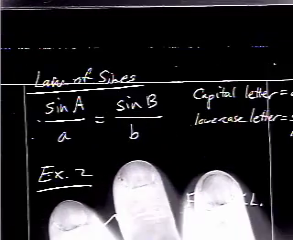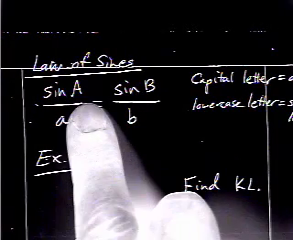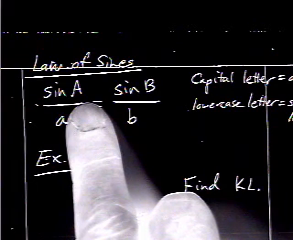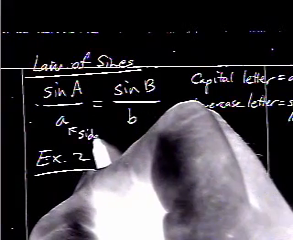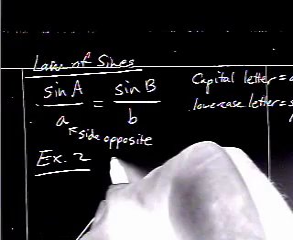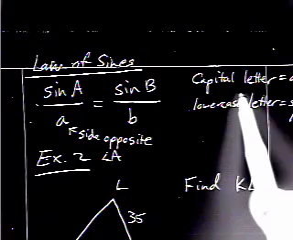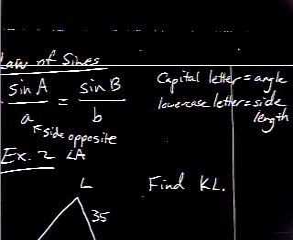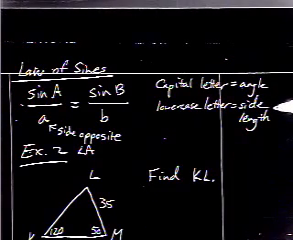It says that the sine of angle A divided by its opposite side. We use capital letters for angle measurements and lowercase letters for sides. So this is the side opposite angle A. Capital letters are for angle measurements, and lowercase letters are for side lengths.